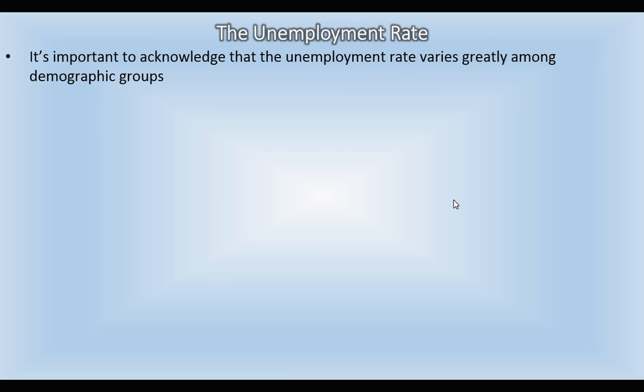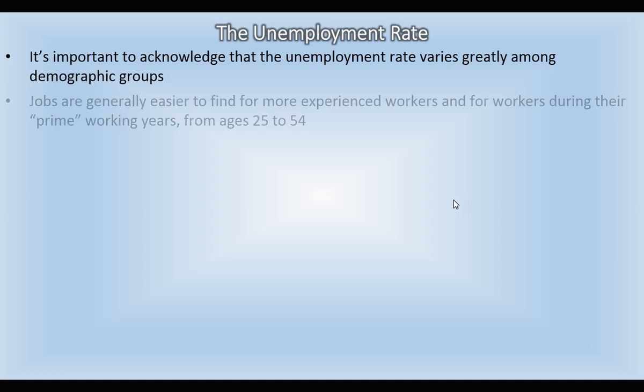It's important to acknowledge that the unemployment rate varies greatly among demographic groups. So again, unemployment rates are representative of a representative sample of households that is then scaled up to try to capture the overall behavior of the economy. But obviously, the population of the U.S. is diverse. There's different classes of folks. There's different ethnicities, and there's different patterns in those groups with respect to the amount that they are employed. So we can look at some of that data here.